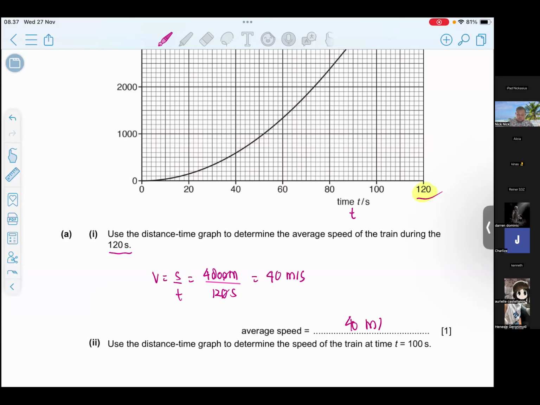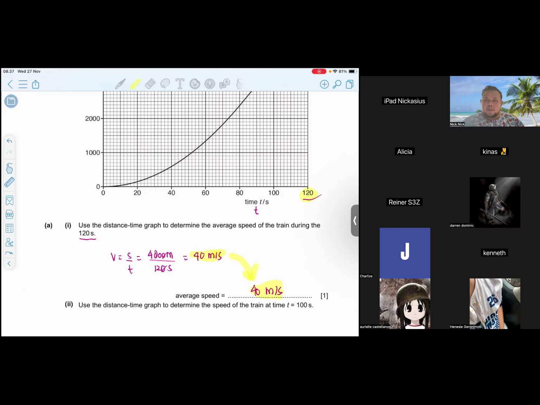Students, it's really important to transfer all your answers here, because that's the requirement from Cambridge. Okay, clear, students? That's the requirement from Cambridge.